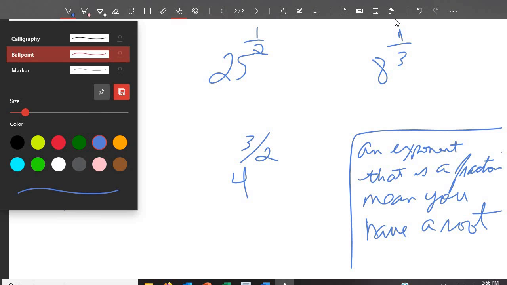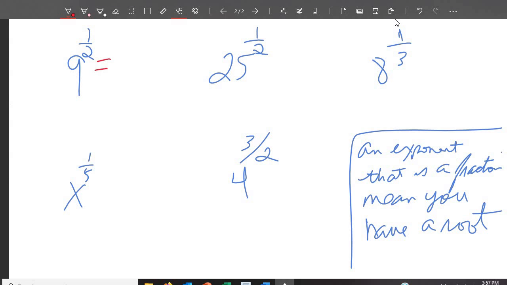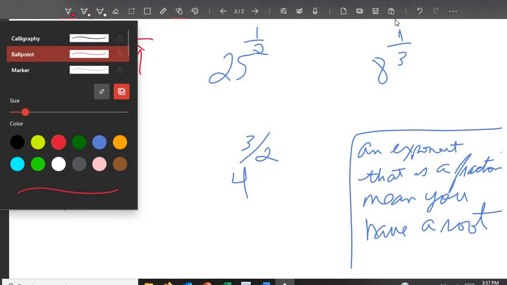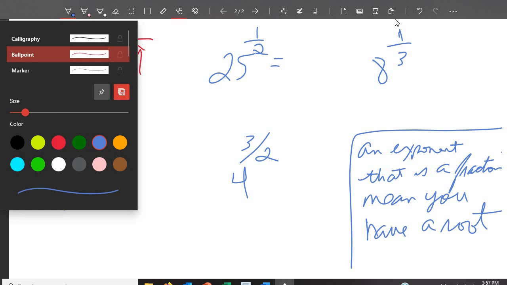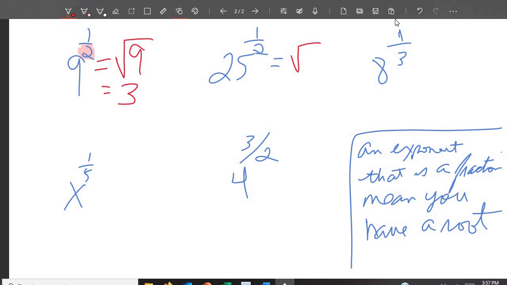Now, 9 to the 1/2 power means a square root of 9. The bottom tells you the actual root you'll be using. A 2 means a square root. Then you simplify the square root. 25 to the 1/2 power means you have the square root of 25. It's a 2 in the bottom. That means it's a square root, and then you simplify that.